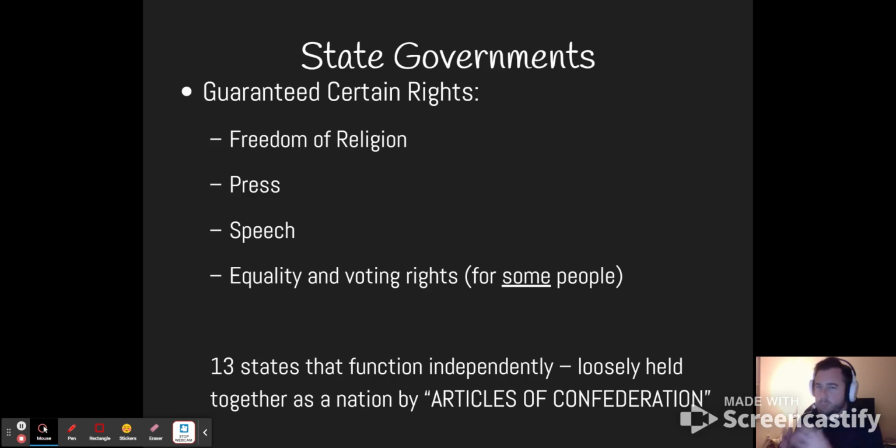So the freedom of press is built in there. So A, people can speak their mind in the newspaper, and B, the journalists can cover things that the politicians are doing to present that information to the people. So we have more informed decisions when we vote for who we're voting for.